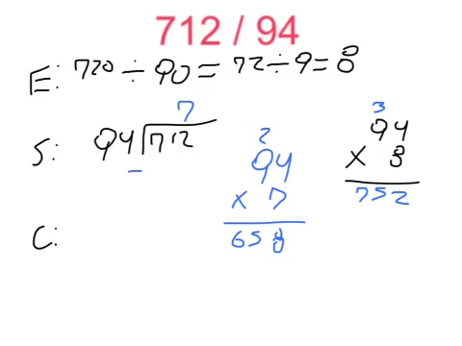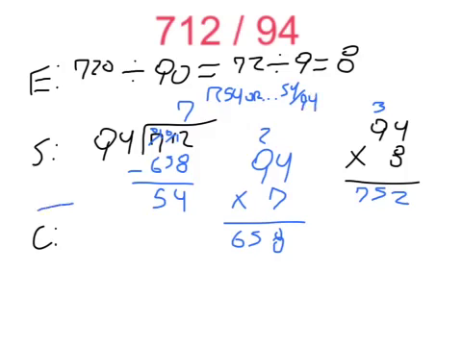So let's take away 658 from our answer here. We need to regroup this, so it's going to be a 0. This will be a 12, which will give us 4. We need to regroup this, make that a 0, and this will be 10, which should give us 5. So we have 54 left, which is too small to get another group of 94 out. So our remainder is 54, or 54 94ths.